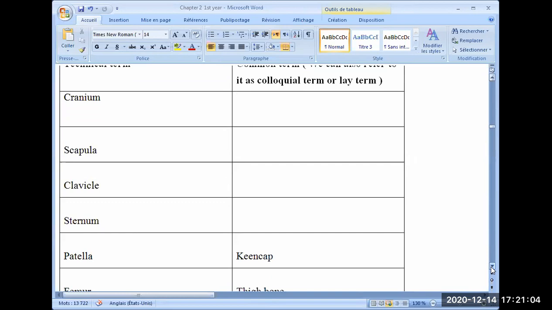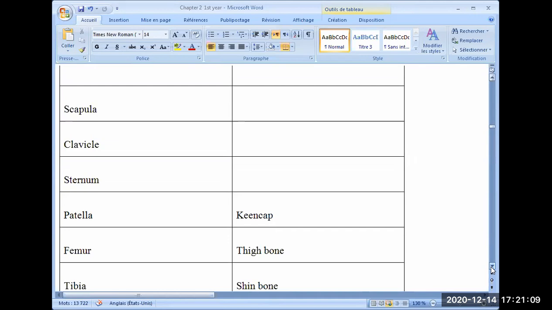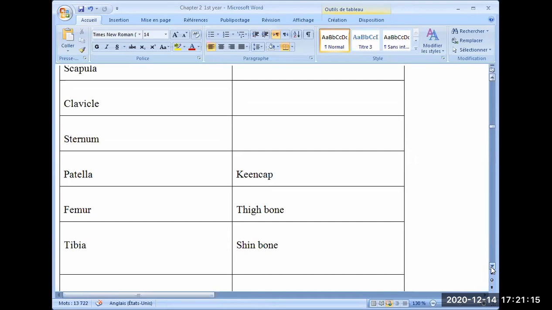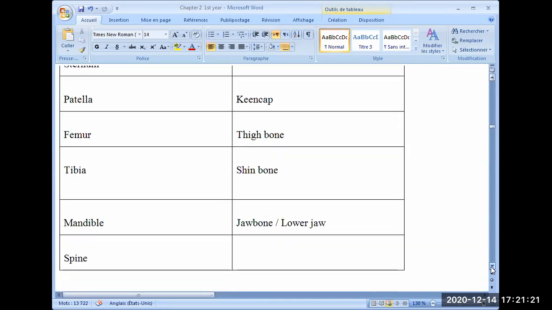You have two clavicles. Sternum. Patella is the kneecap. The femur is the thigh bone. Tibia is the shin bone. The mandible is the jawbone or the lower jaw. We have two jaws, a lower one and an upper one. The mandible is the lower one or the bottom one.